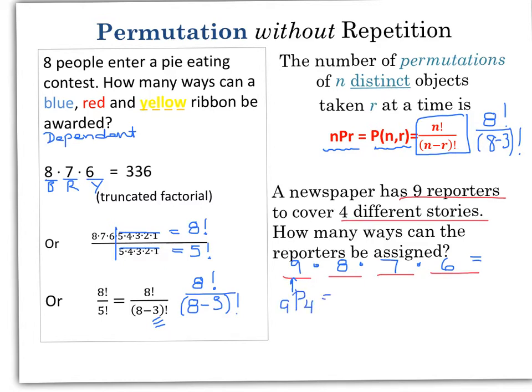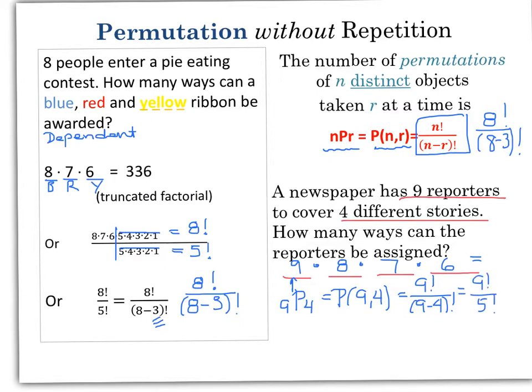Okay, so what does that mean? Or again, P(9, 4). So I want you to get used to the notation, how it will come to you. So this is going to be 9 factorial over (9 minus 4) factorial, which is 9 factorial over 5 factorial.